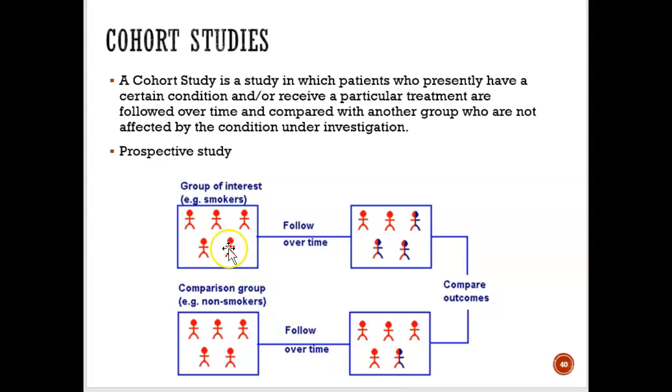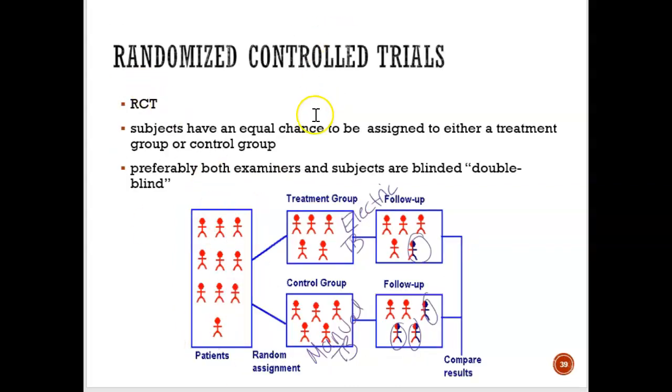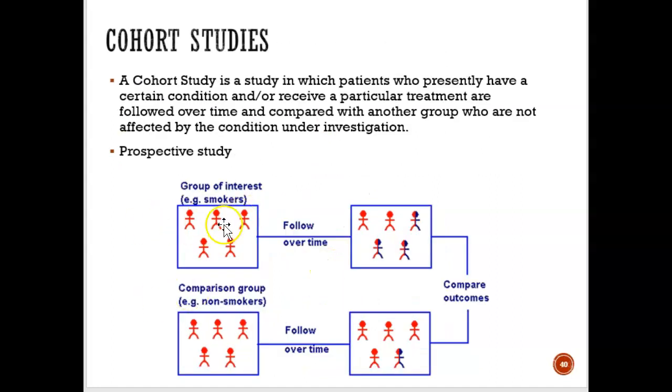The key difference between a cohort group and a randomized control trial group is that here we randomly chose people to go into each group. But in a cohort, there was no randomization. I found the smokers, and the smokers are supposed to go in that group. I found non-smokers, and those non-smokers are supposed to go in that group. People were not randomly assigned to a certain group.